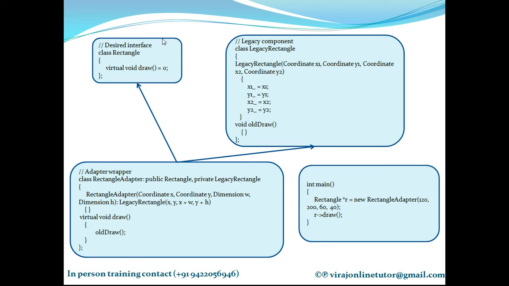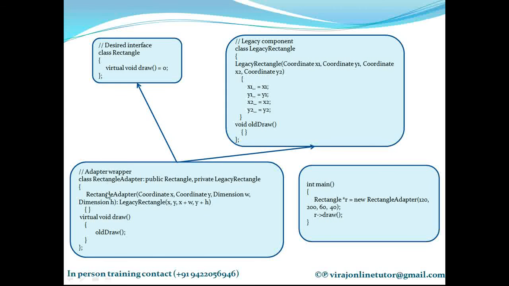So what I am doing here is I have a legacy rectangle. In that constructor I am accepting 4 coordinates x1, y1, x2, y2, and I am assigning them to the data members of legacy rectangle. Okay, so in this adapter I am inheriting publicly from the desired interface and I am inheriting privately from the legacy rectangle.